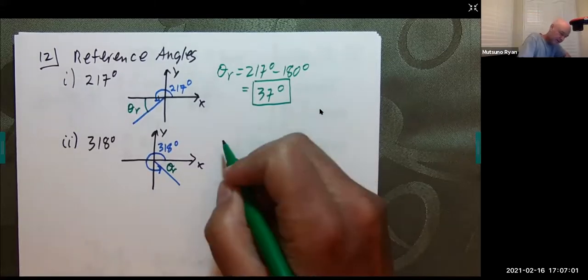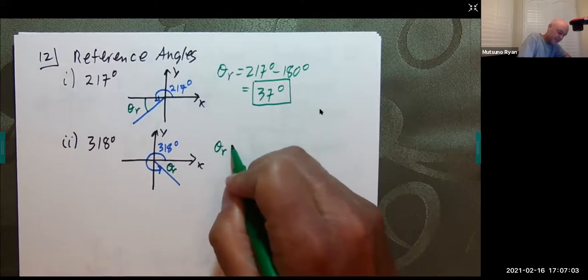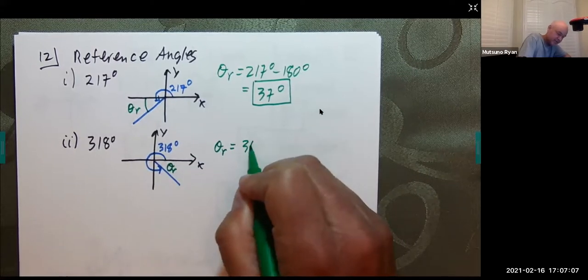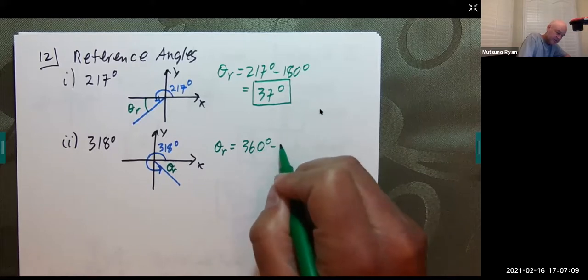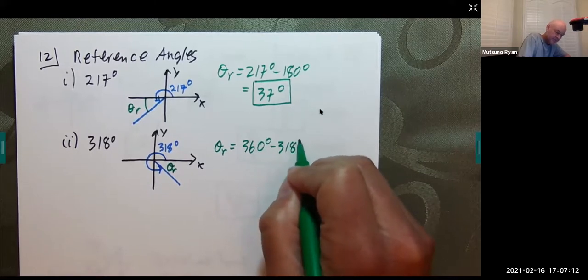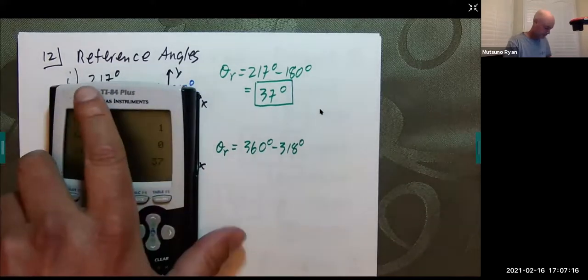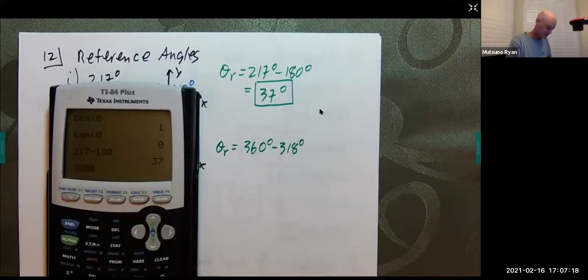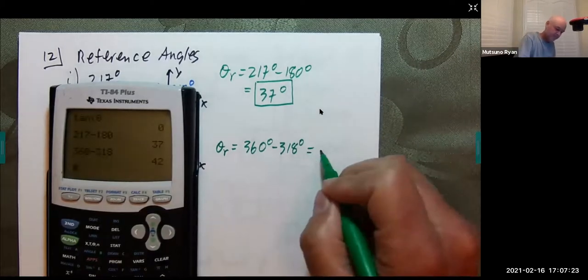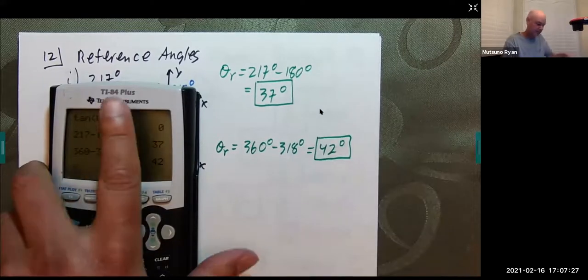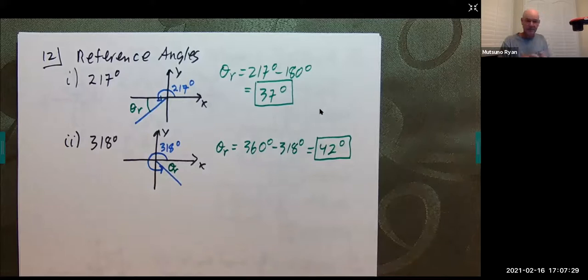And the way we're going to get that reference angle, I'm going to go 360 degrees minus the 318. And that should give me that difference right there. 360 degrees minus 318. 42 degrees is the reference angle for 318 degrees. One more.